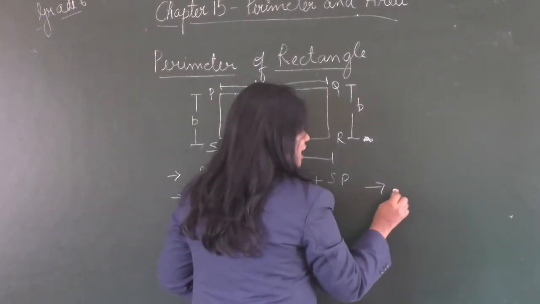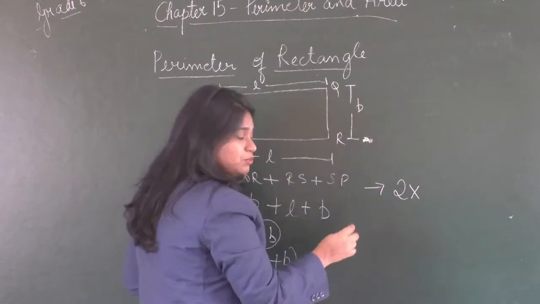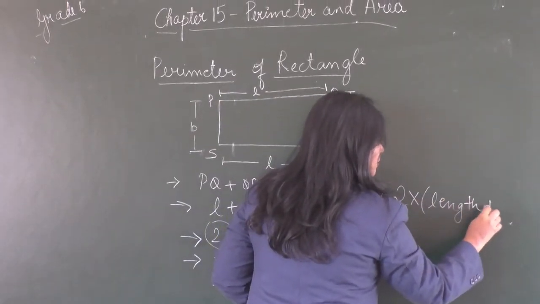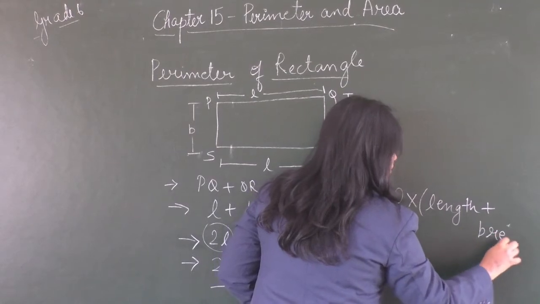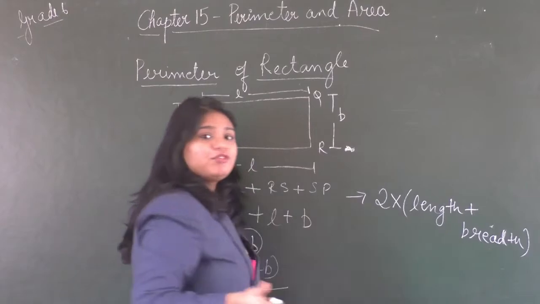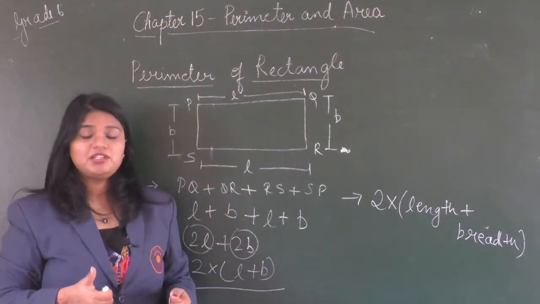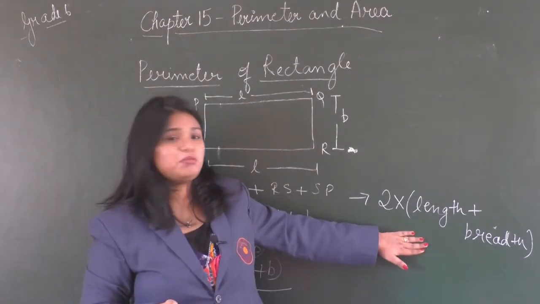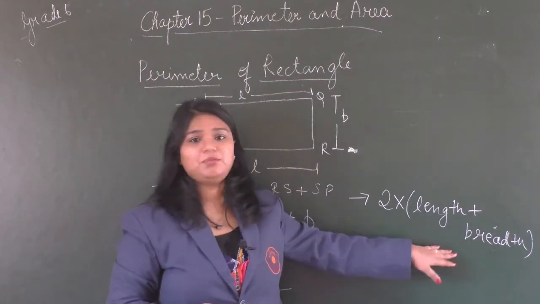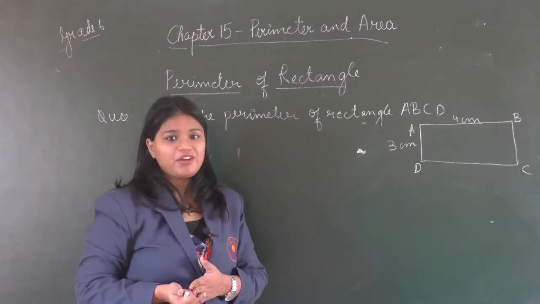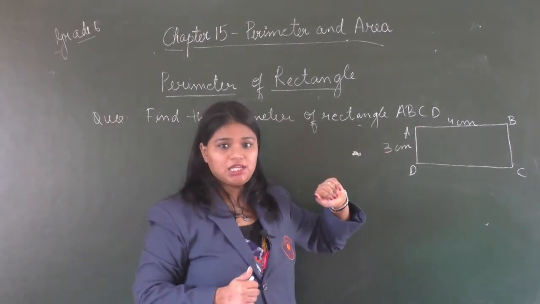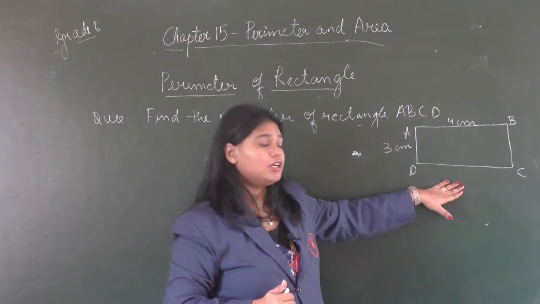So we got the formula as 2 into length plus breadth. So whenever we need to calculate the perimeter of a rectangle, you will use the formula 2 into length plus breadth, or 2 into L plus B. So here we have a question which says, find the perimeter of rectangle ABCD. Here we have the required figure.